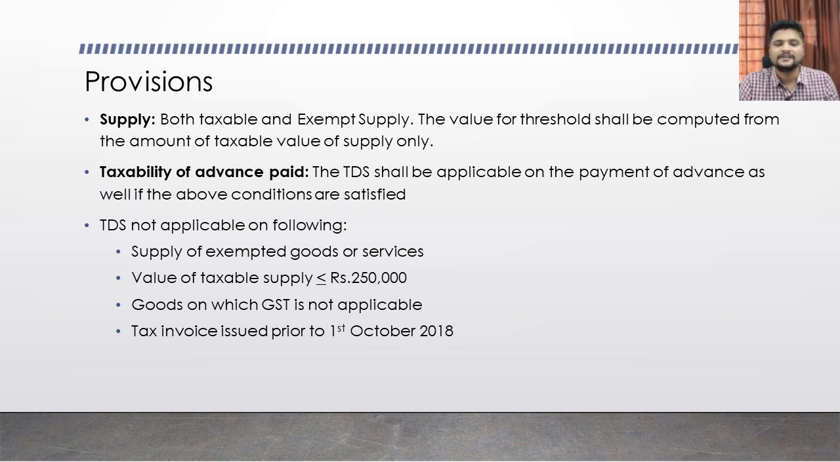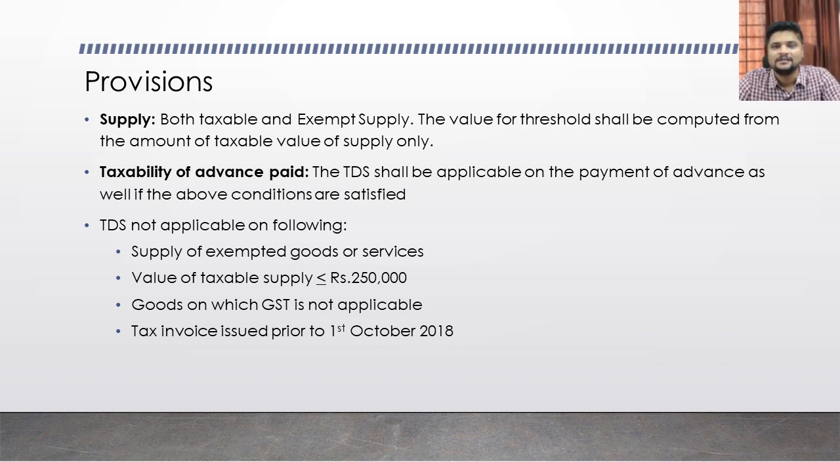Okay, so next one is, if the tax invoice is issued prior to 1st October 2018. The contract is there, the contract is more than 2,50,000 and it is a taxable supply, but the invoice was issued before 1st of October 2018. What is 1st of October 2018? That is the effective date of application of TDS provisions. Before 1st of October 2018, if the invoice is issued, then TDS provisions will not apply to those invoices. You need not deduct TDS on those invoices.